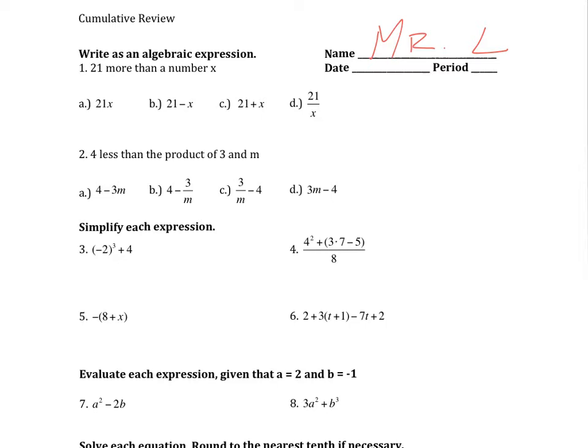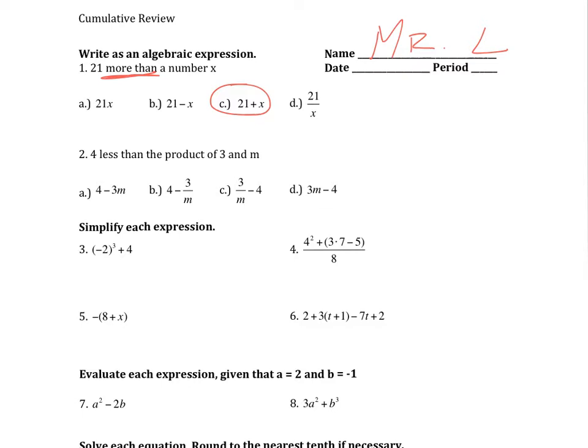Look at number 1. Look for those key words in these first two expressions. Number 1 says 21 more than a number x. That word "more than" is always going to mean addition. So that makes it pretty easy.